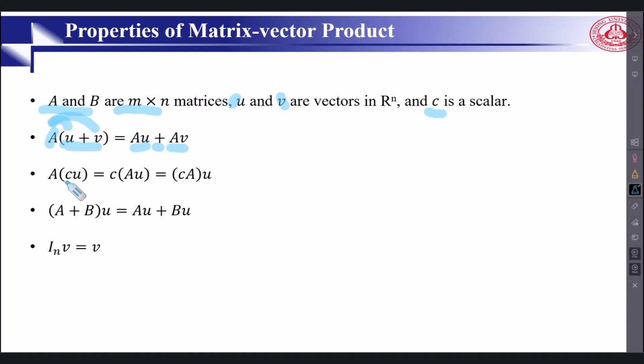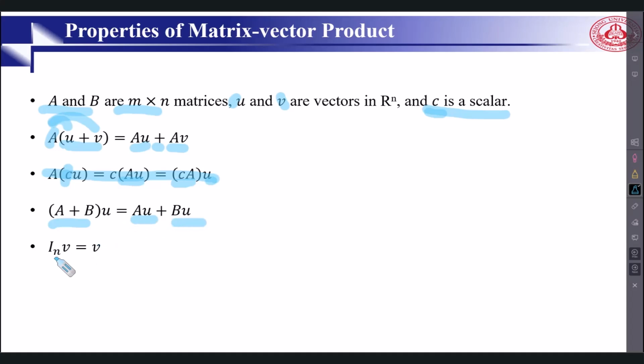The next one is scalar multiplication of a matrix and vector. So this c is a scalar as we had here. So c times A times u is equal to c times (A u). First we do matrix and vector, then a scalar, or a scalar and matrix, then vector, right? This is how we can do it. It's the same way. And the next one is that (A plus B) multiplied by a vector is equal to, we separately do it. This is called the distributive property of matrix addition over vector multiplication.